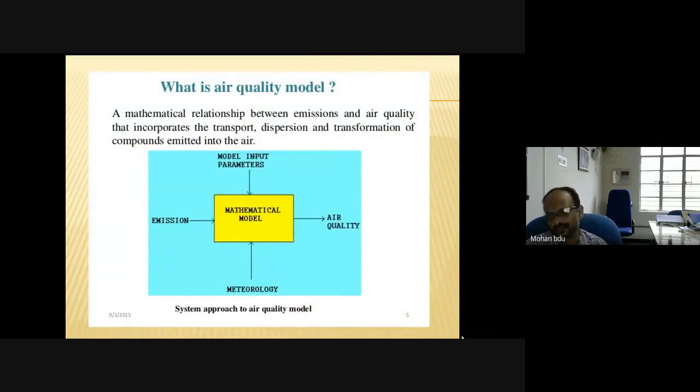So basically, the air quality model is a mathematical relationship between emissions and the air quality that incorporates transport, dispersion, and transformation of compounds emitted into the air. So the model is basically a mathematical equation which requires input parameters like the emission parameters, as I told you earlier, and also sometimes the model parameters like the source profile, and the meteorological parameters like wind speed, wind direction, atmospheric stability, dispersion coefficients. These are given as meteorological inputs, and then the air quality in a given location will be predicted by the model.